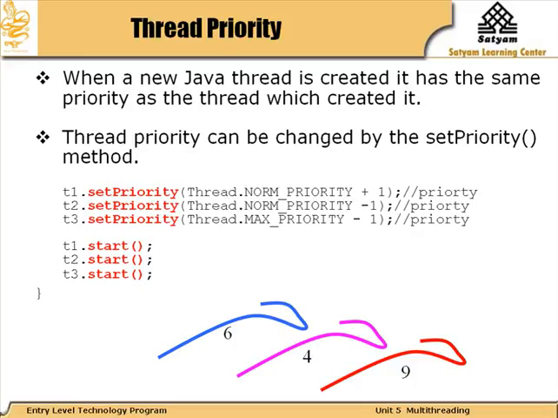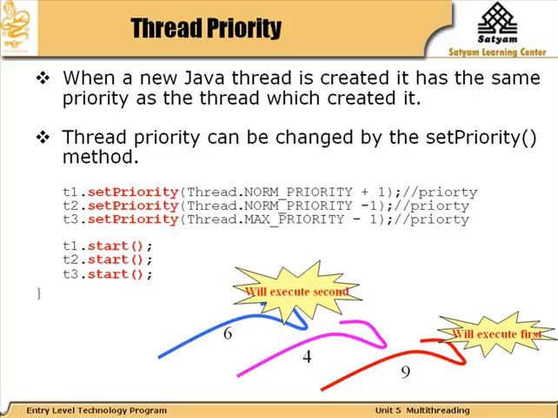In this case, the thread which gets executed first is T3, and then the thread which executes next is T1, as its priority is more than T2. And T2 is the thread which executes last.